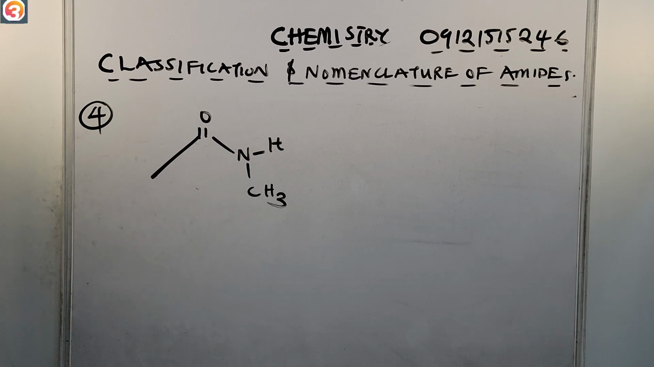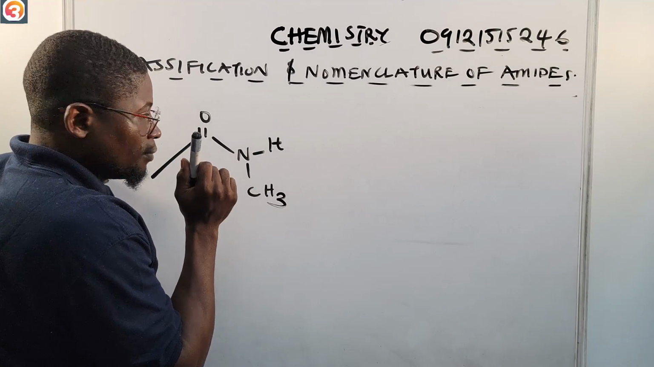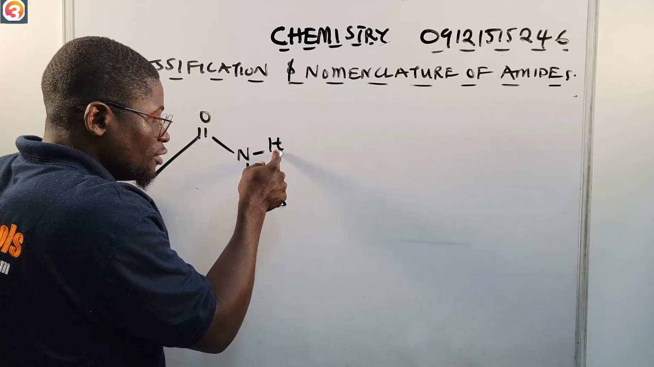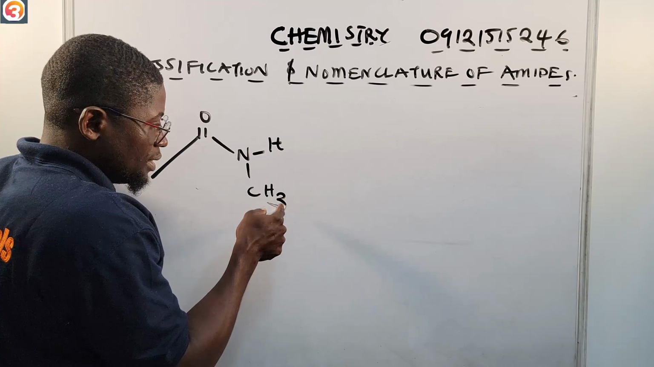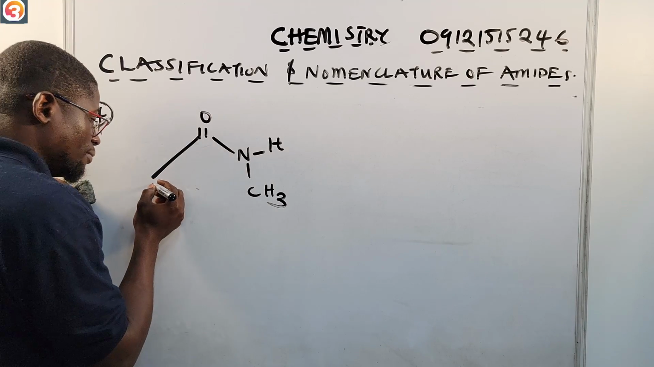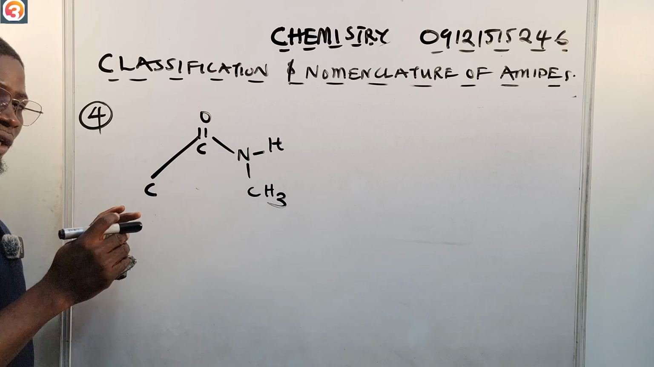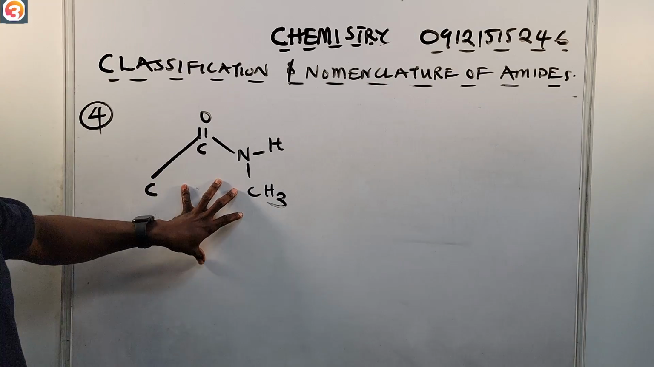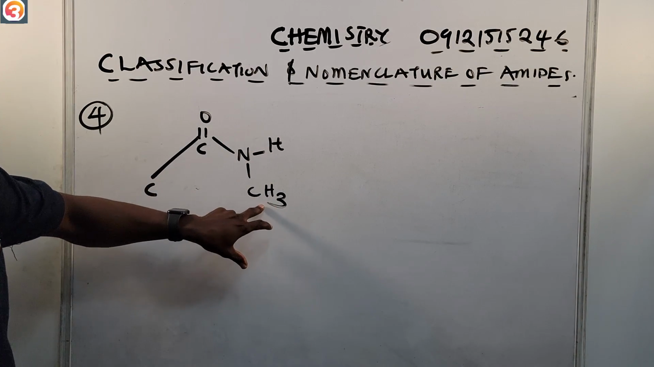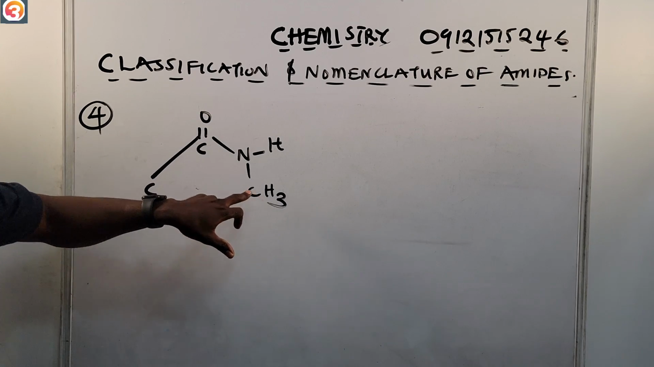Okay, so now you can see very well that this is a secondary amide. Why? Because the nitrogen is bonded to one hydrogen atom and then it's bonded to an alkyl group. This is a methyl group. And of course you know that there's a carbon atom here, there's a carbon atom here. So there are 2 carbon atoms. So first of all, you locate the longest chain of carbon atoms, and then you locate the alkyl group that is bonded to the nitrogen. What alkyl group is this?